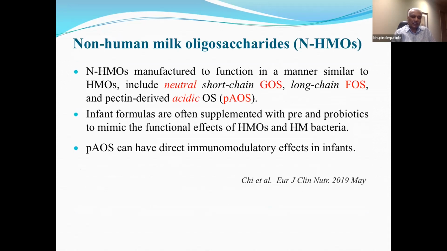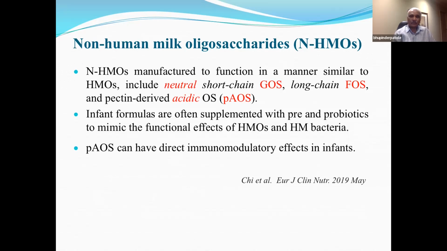Most of the time, when we read the literature on prebiotic oligosaccharides, what we find is the so-called GOS/FOS, which is neutral short-chain galactose oligosaccharide and long-chain fructose oligosaccharides, and the pectin-derived acidic oligosaccharides. More and more manufacturers are putting non-human milk oligosaccharides in the formula, trying to mimic what is available in breast milk. The pectin-derived acidic oligosaccharides can have a direct immunomodulatory effect.